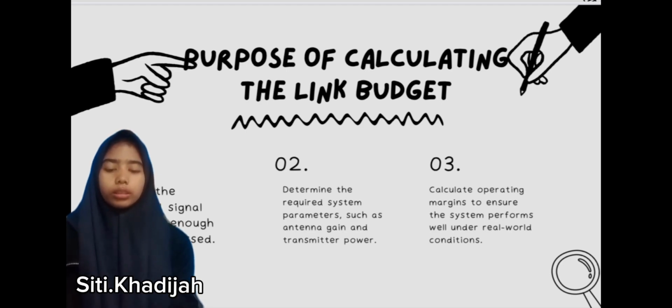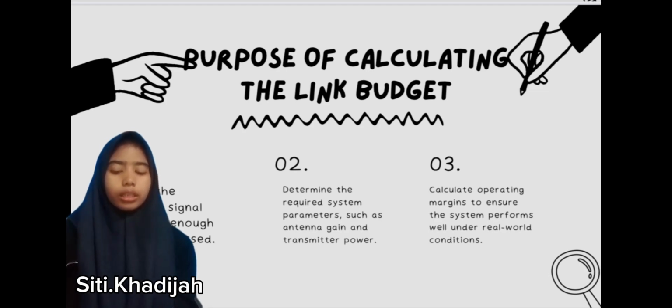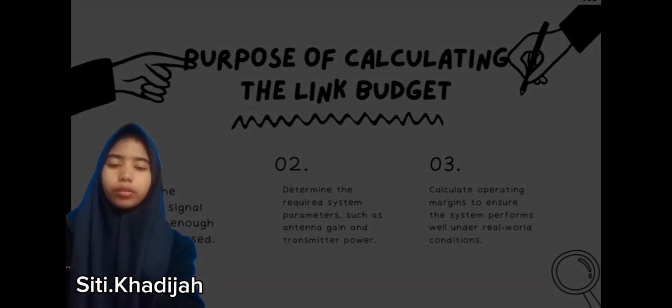Purpose of calculating the link budget: 1. Ensure the received signal is strong enough to be processed. 2. Determine the required system parameters, such as antenna gain and transmitter power. 3. Calculate operating margins to ensure the system performs well under real-world conditions.